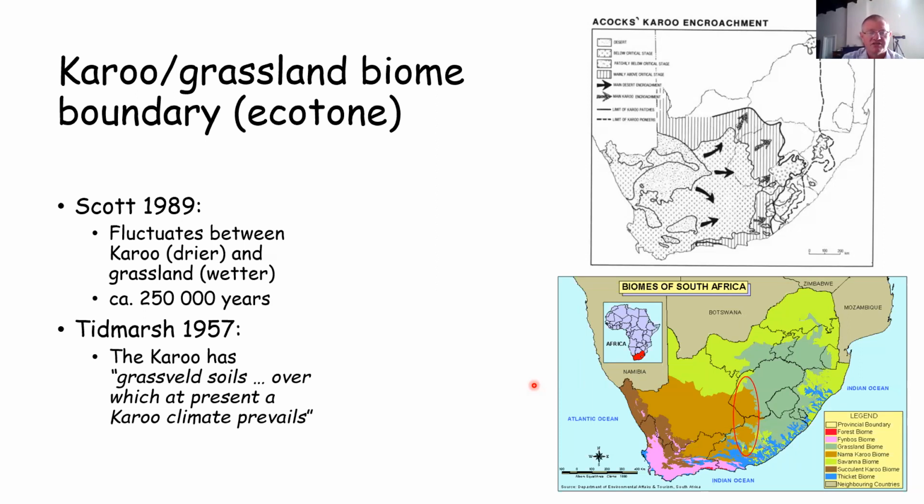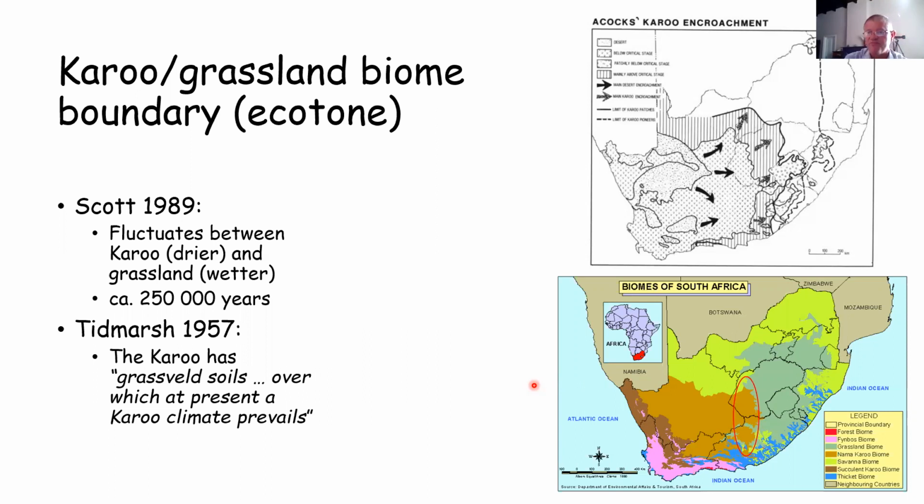And then Louis Scott has done wonderful work and has demonstrated that the Karoo fluctuates between drier times, sorry, let me rephrase that. It fluctuates between Nama-Karoo and grassland, with Nama-Karoo dominating in the drier times and then grassland in the wetter times. And this can happen over long periods of time. The cycles can be very long, and it's been this way for an awfully long time, at least the last 250,000 years.